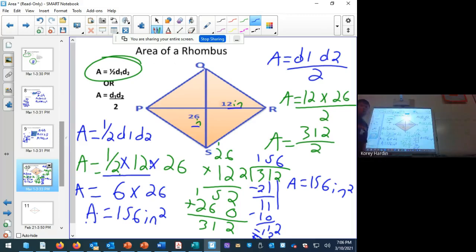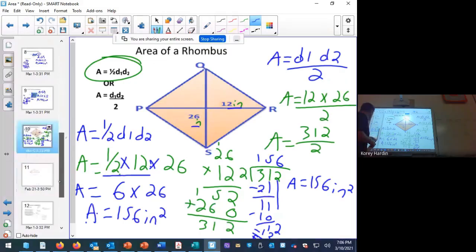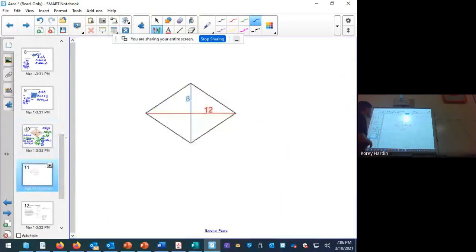And I got the same answer on both. Whichever formula you want to use, it does not matter. Please rewind this if you have to and make sure you have both of those examples copied down just in case. All right. Now, you try this one.